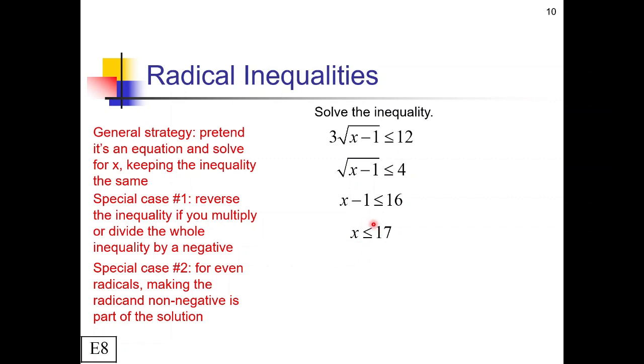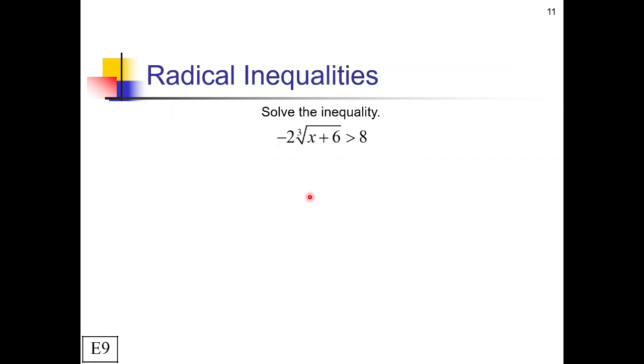And this, unfortunately, is not the whole answer. Because we have an even radical, we have to make sure the stuff inside is going to be greater than or equal to 0. So x minus 1 has to be greater than or equal to 0. Otherwise, this will fail. That means that x itself has to be greater than or equal to 1. So putting this together with our answer from just straight up solving it there, we see that if x is greater than or equal to 1 and less than or equal to 17, we can write 1 less than or equal to x less than or equal to 17 to put all of that in one answer. Alrighty, we're going to do one more of these inequality problems.